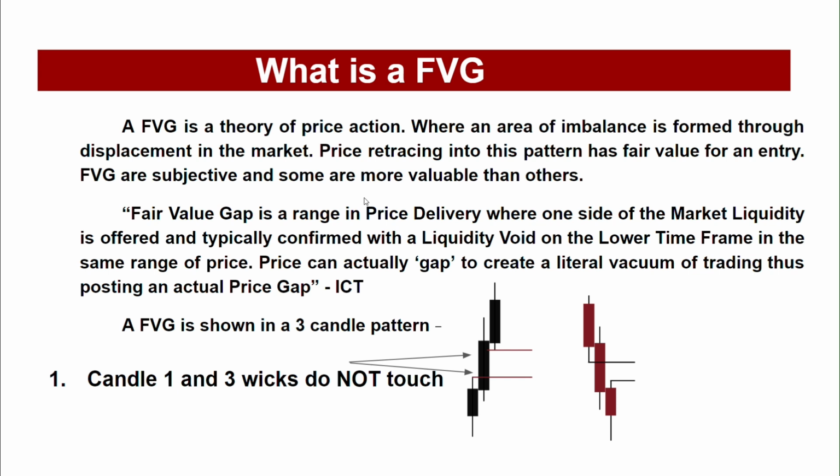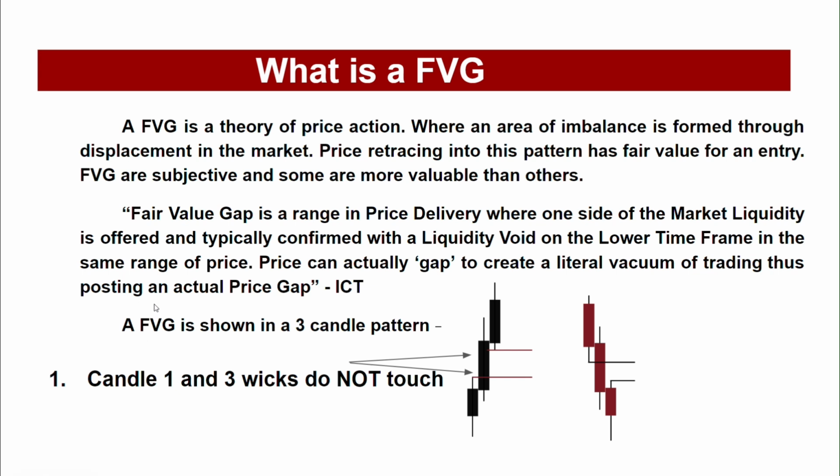A fair value gap is a range in price delivery. Price delivery is just price action, where price is going, what liquidity pools does price tend to hit by the session that we're in, where one side of the market liquidity is offered and typically confirmed with a liquidity void on the lower time frame in the same range of price. So that's a liquidity void. These are some of the volume imbalances. Price can actually gap to create a literal vacuum of trading, thus posting an actual price gap. And these got to get traded back into. Almost every single volume imbalance that is created within the market is traded back into.